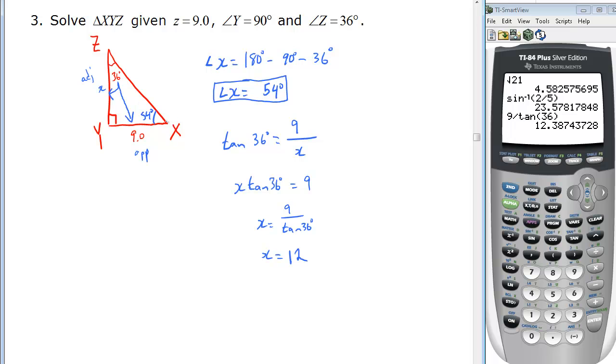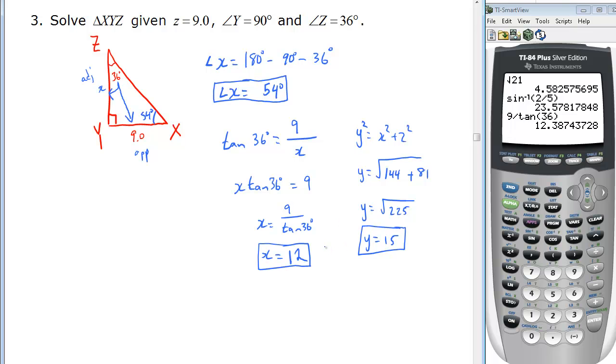If x is 12, we can use the Pythagorean theorem to find the hypotenuse. So y squared has to be x squared plus z squared, which in this case means y is going to be the square root of 12 squared, which is 144, plus z squared, which is 81. So y is going to be the square root of 225, which is 15. Of course, these are rounded answers. They're not exactly 12 and 15, but rounded to 2 significant digits, these are the correct answers. So that's the answer for example 3.